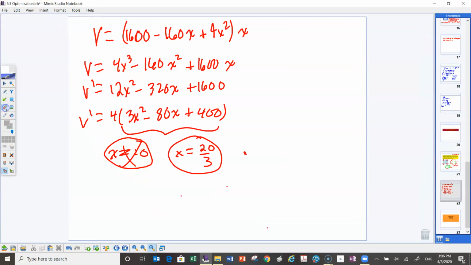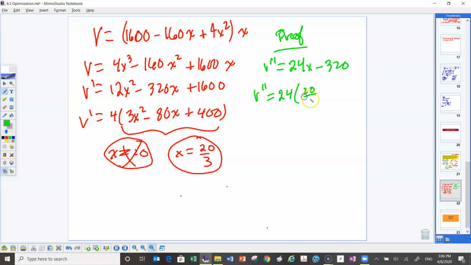So now all I need to do is prove that x equaling 20 over 3 is a maximum. So I have to do my proof. I'm going to do my second derivative, and that would be 24x minus 320. Plug the critical number of 20 over 3 in, minus 320. And 24 times 20 divided by 3 is 160 minus 320. This is going to be negative. Therefore, my graph's concave down, which means x equaling 20 over 3 is a maximum.